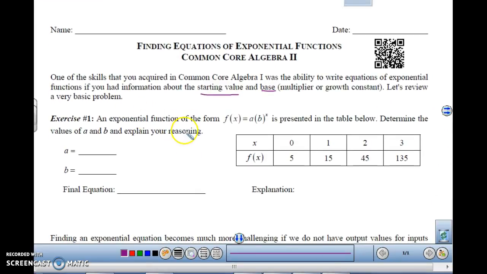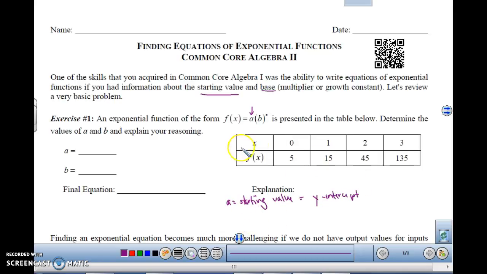So, an exponential function of the form f of x equals a b to the x is presented in the table below. Determine the values of a and b and explain your reasoning. Okay, so it helps if we know what a and b stand for. A in this problem would be our starting value. And when we're doing the starting value, we are actually looking for the y-intercept. So how do we know what the y-intercept is?